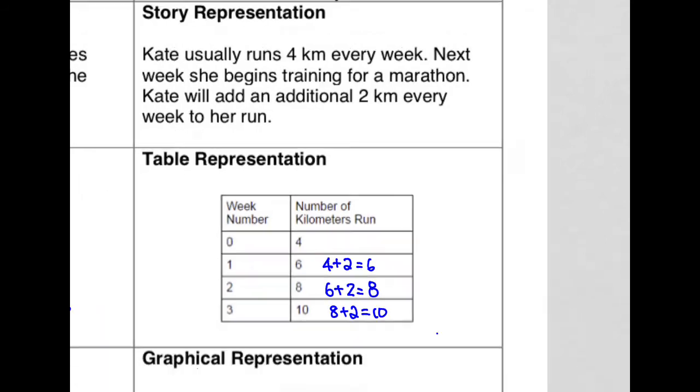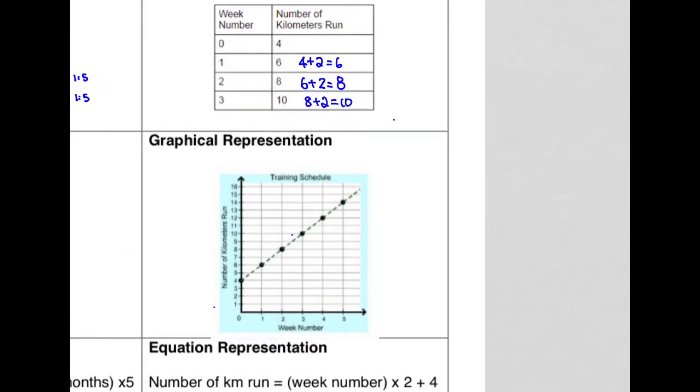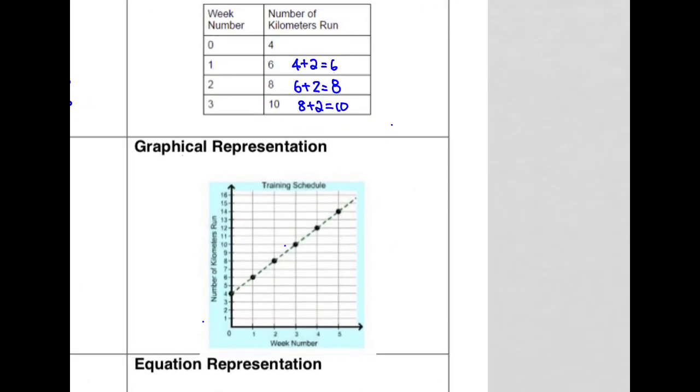Now, let's put them on the graph. Then you will see 4, 6, 8, 10, and 12. They still form a straight line. However, this time, as you can see, it doesn't go through the origin. The y-intercept is actually at 4, so we know this is a partial variation.